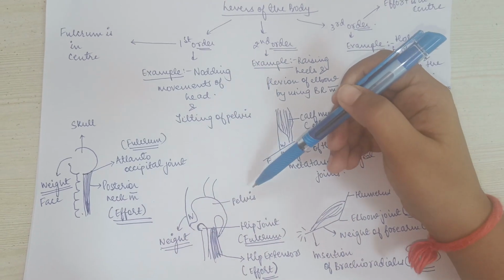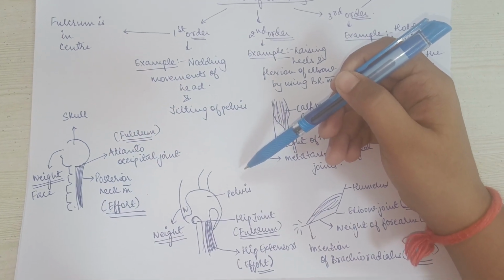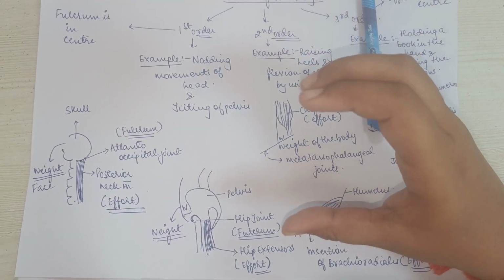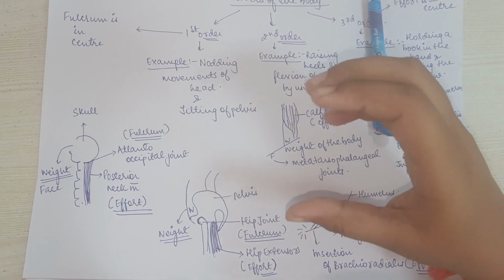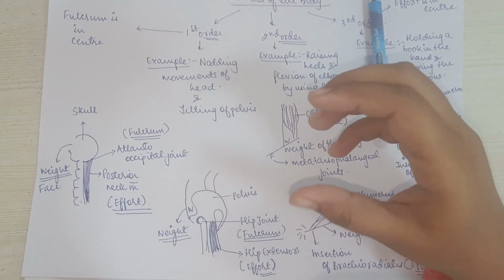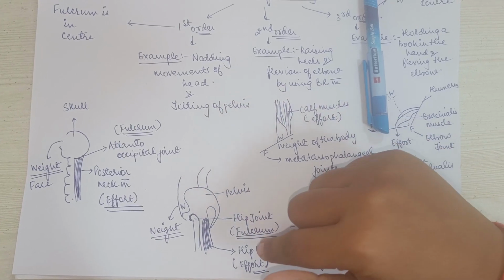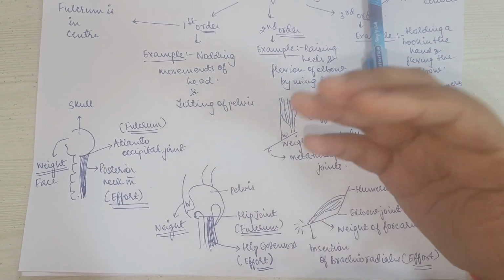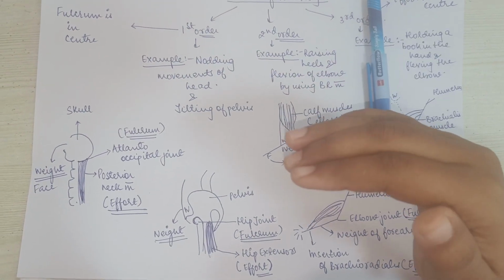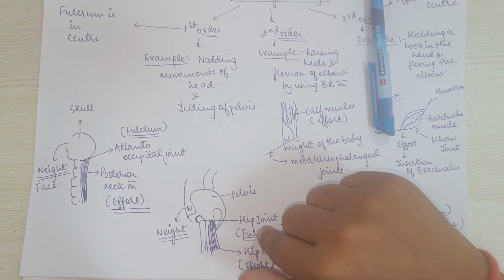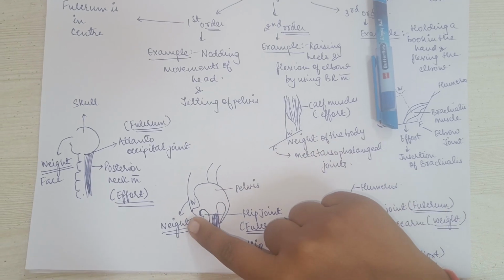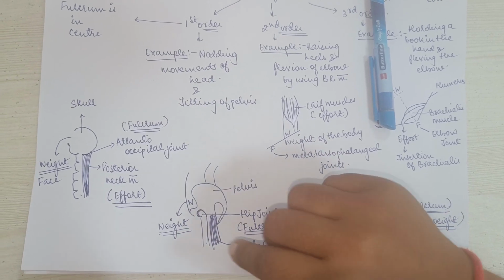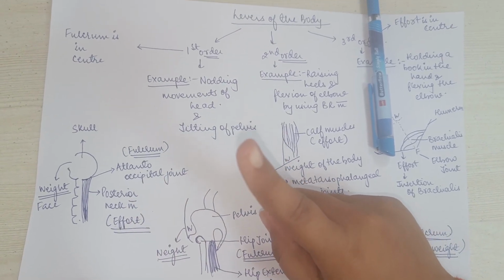The second example of the first order lever is tilting movement of the pelvis. Whenever you tilt your pelvis, what happens? In that tilting movement, the effort is applied by the hip extensors. Your hip joint becomes the fulcrum and the weight of the body or the pelvis becomes the weight. So again, as you notice, the fulcrum comes between the weight and the effort. So these are the examples of first order lever.